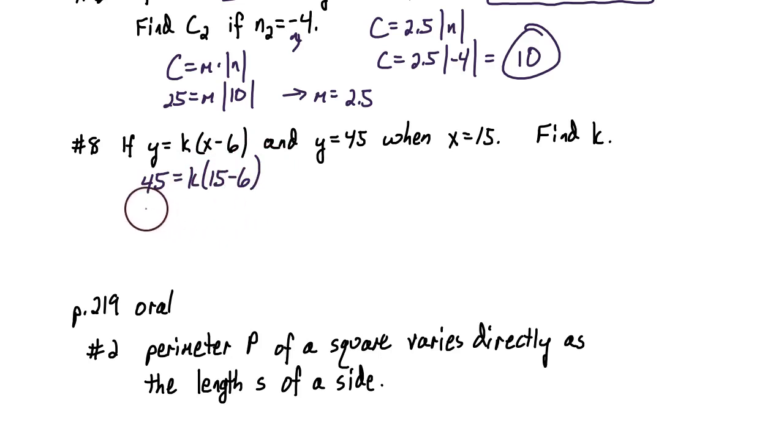And now solve for k. On the right side, 15 minus 6 makes 9. Divide both sides by 9, and we get k equals 5.